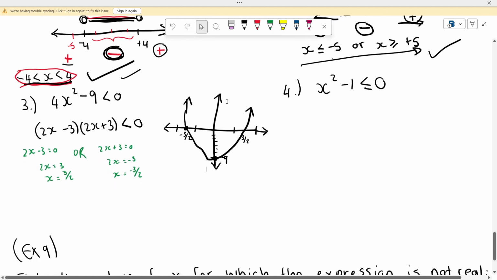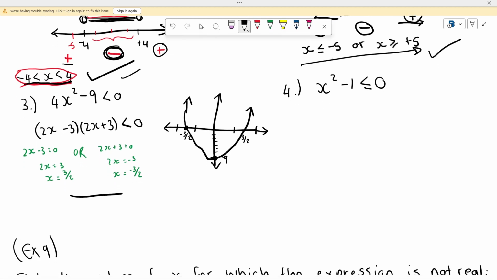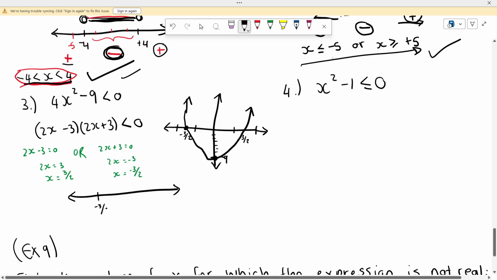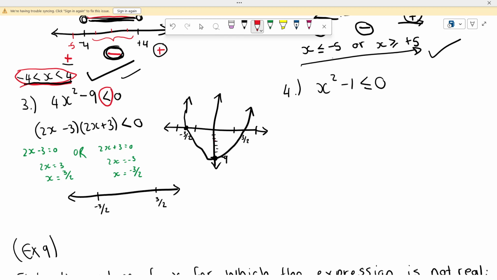Okay, now that we have that, let's go and draw our number line. I'm running out of space here. So if this is negative 3 over 2, this is positive 3 over 2, they are asking, let's just look, where is it smaller than 0? So obviously it's going to be everything here, like from here, here, everything is included there.